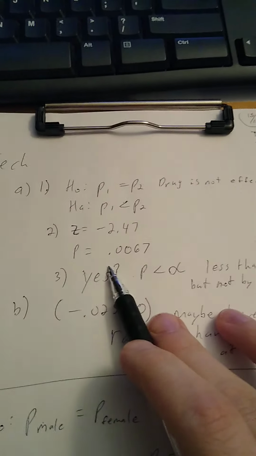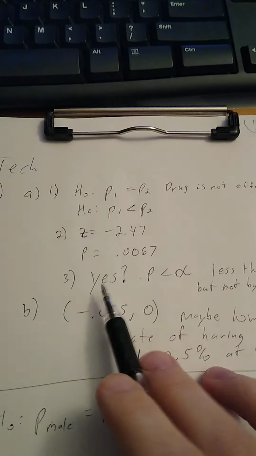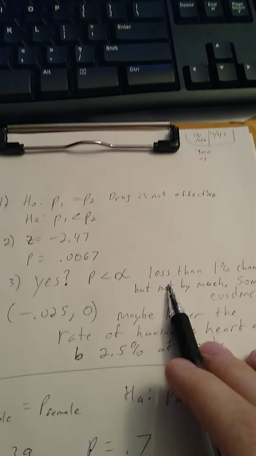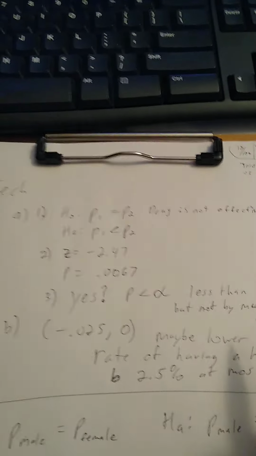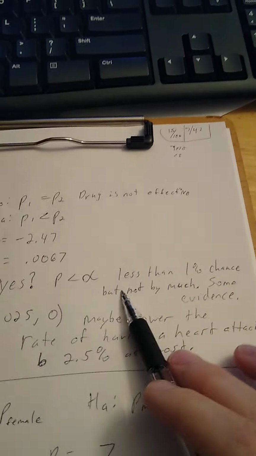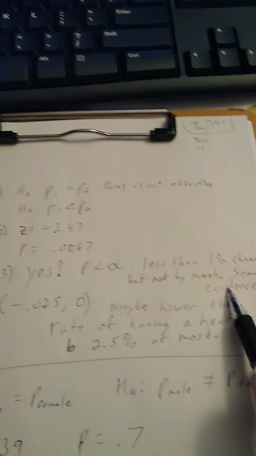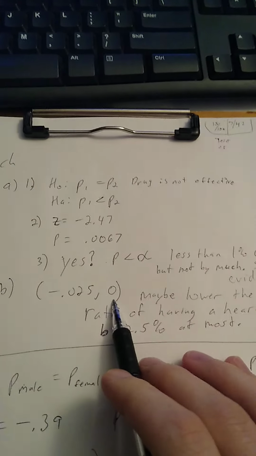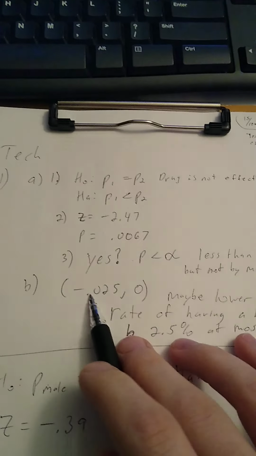Here's Z, here's P. Is it less than 0.01? Yes, it is. P is less than alpha, and they asked us to use a 1% significance level. It's less than alpha, but not by much. There might be some evidence, but this is somewhat borderline. And this is verified in the interval, although it was a 95% interval.